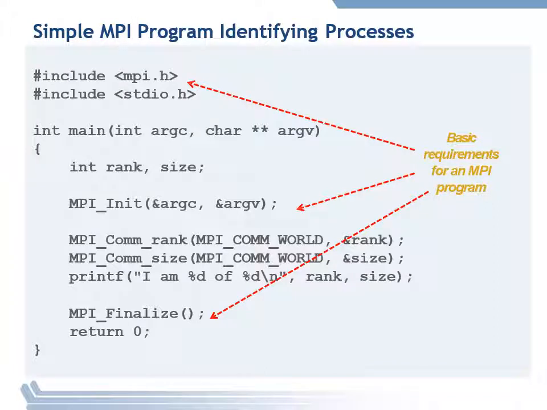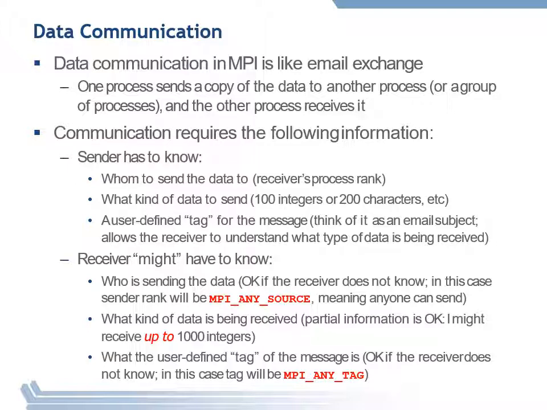So this is a simple MPI program, which has a different header, mpi.h, which also has MPI_Init with arguments, and then finally MPI_Finalize. The data communication in MPI is like an email exchange. The sender has to know whom to send data to, what kind of data should be sent, and the tag for a message. And the receiver has to know who is sending the data, what kind of data is being received, and the tag of the message.